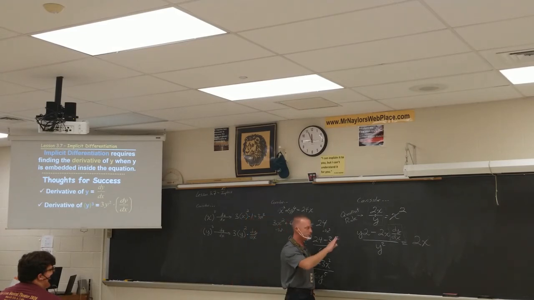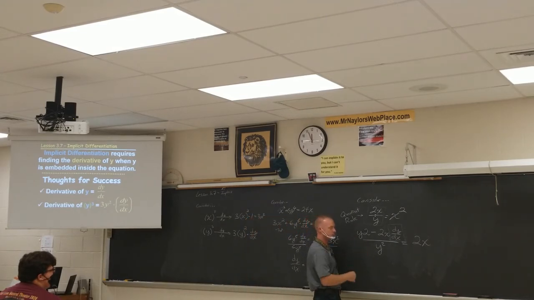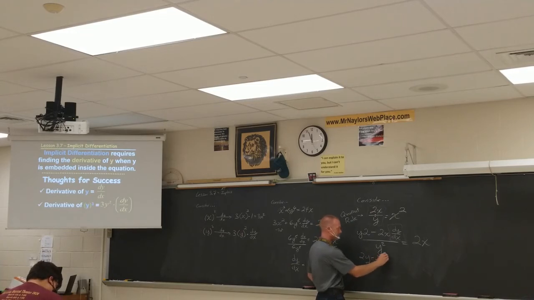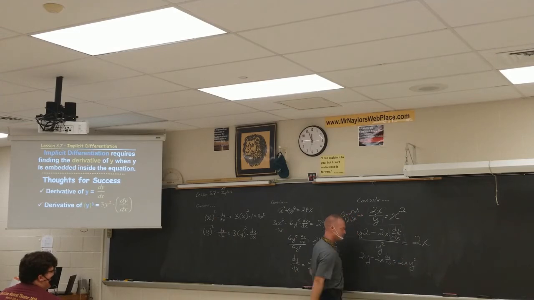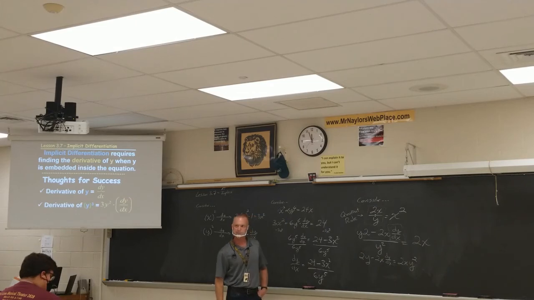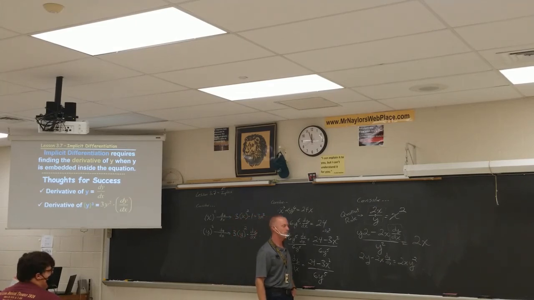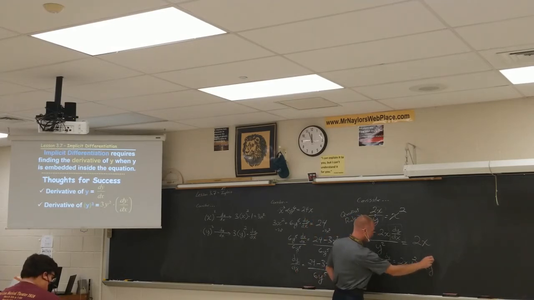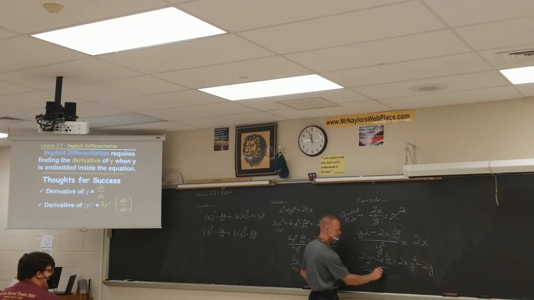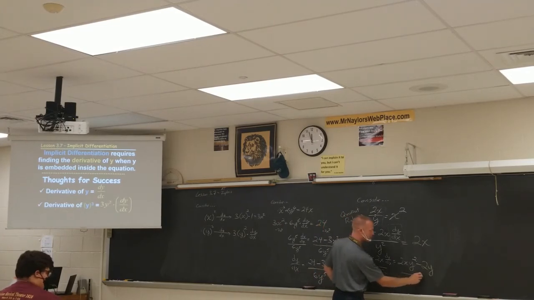You've got to move things around and do some inverse operations. Get y squared over here. Multiply both sides by y squared. 2xy squared. And then one more subtraction and one more division. We'll subtract 2y, and we'll divide by negative 2x.